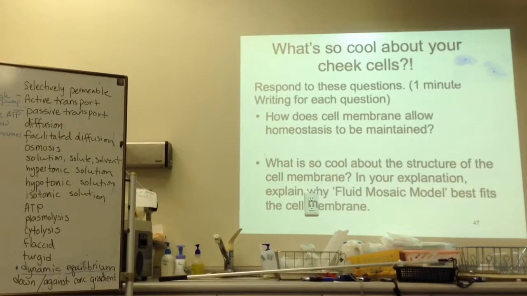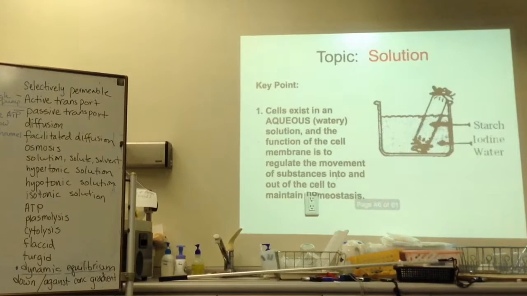It's like a mosaic because of all the different parts, like the proteins, the phosphate heads of the phospholipids, and the glycogen. And also, the cell membrane is composed of many parts that are constantly in motion. Right, so the motion part is the fluid, and the many parts is the mosaic. Are we good? All right.